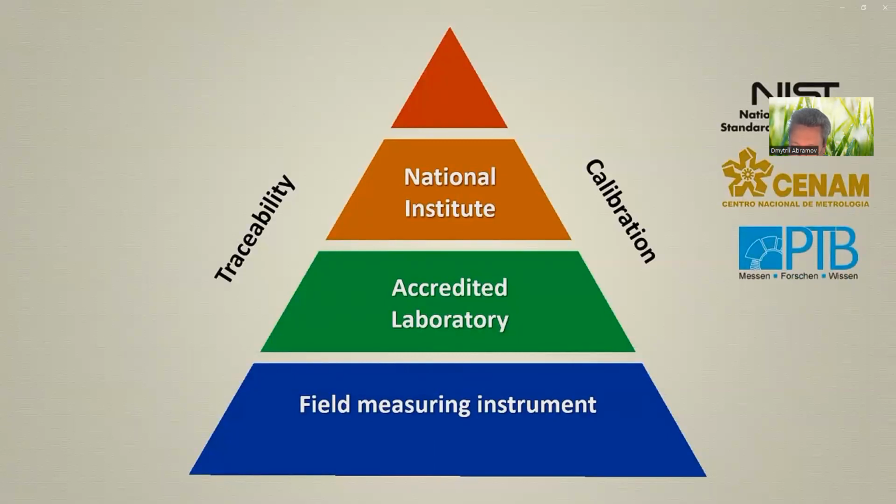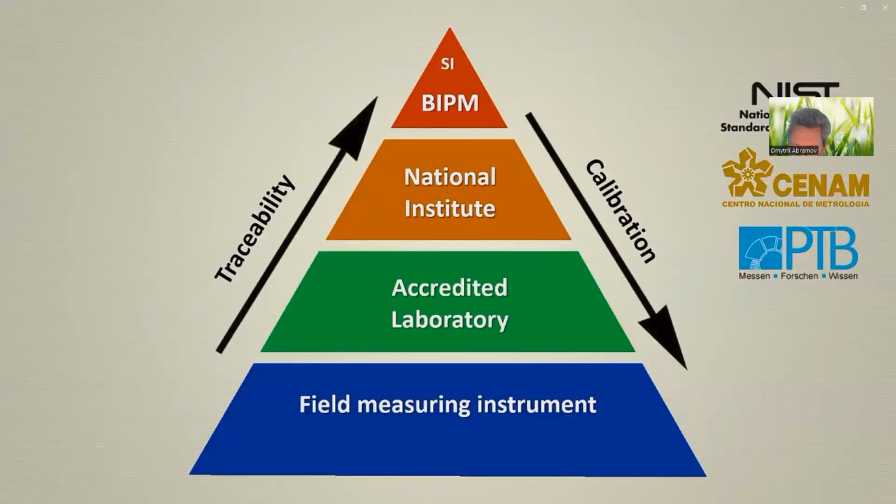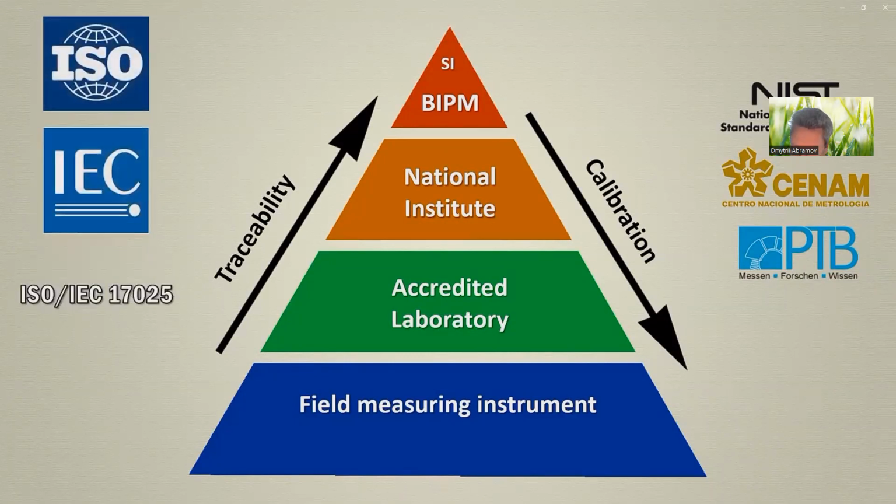Finally, the BIPM also ensures that the national measurement procedures and standards are reliable, thereby providing an international standard. In summary, this means that all measurement results are validated through a chain of calibrations or comparisons to an international measurement standard where the highest hierarchy is the BIPM. Speaking of standards, calibration and traceability are defined by the ISO/IEC 17025 standard.